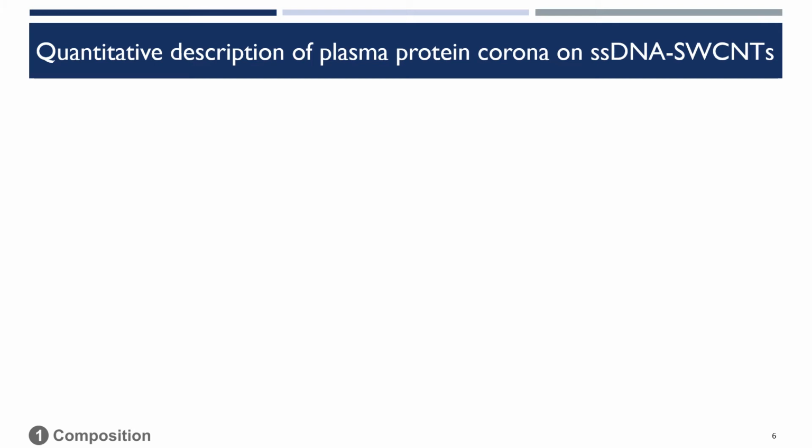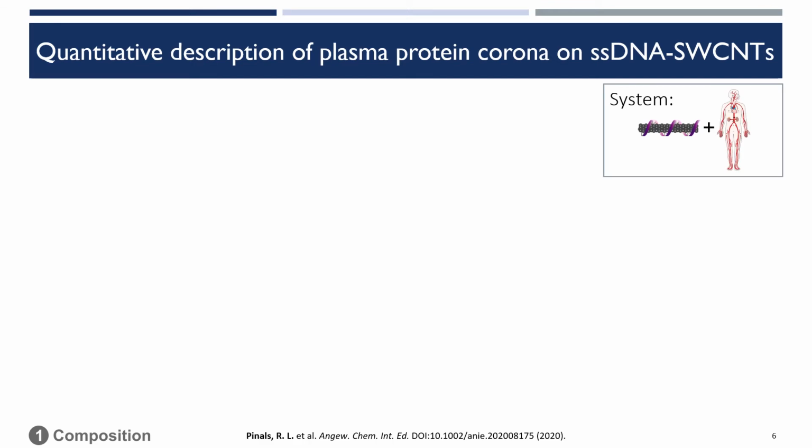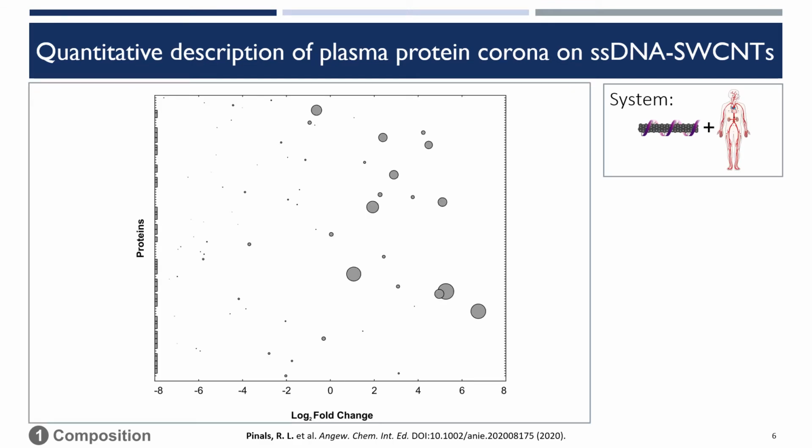I have done quantitative liquid chromatography tandem mass spectrometry to build a map of the protein corona composition formed on DNA carbon nanotubes in blood plasma. And here I will build the dataset piecewise. First, I'm showing proteins on the y-axis and relative fold change on the x-axis. Spot size denotes molar abundance of each protein.